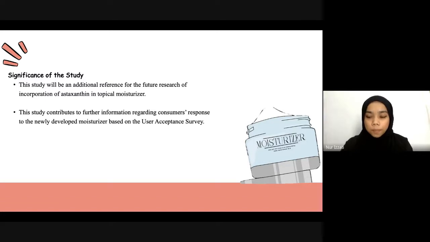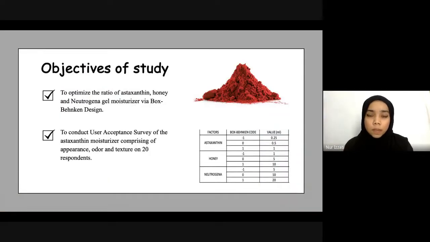The objectives of the study are to optimize the ratio of astaxanthin, honey, and Neutrogena gel moisturizer via Box-Behnken design. The second objective is to conduct a user acceptance survey of the astaxanthin moisturizer, comprising appearance, odor, and also texture, on 20 respondents.